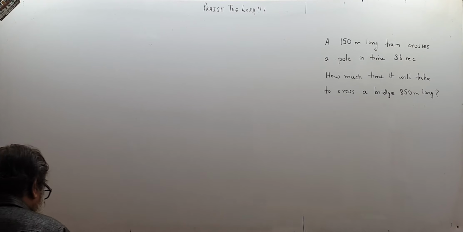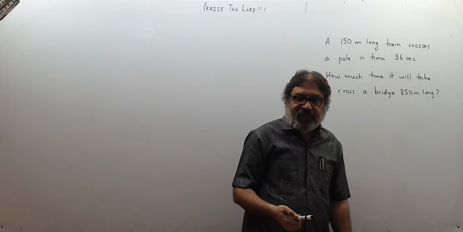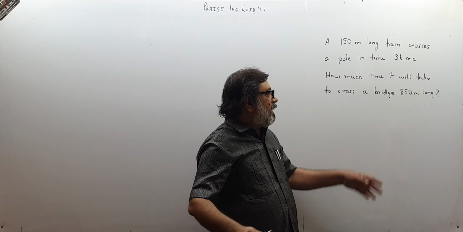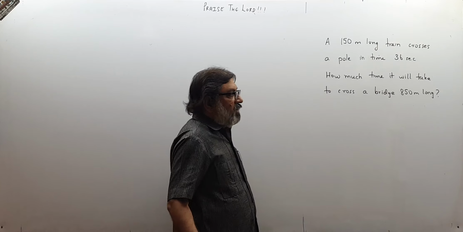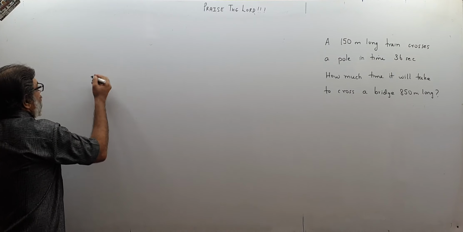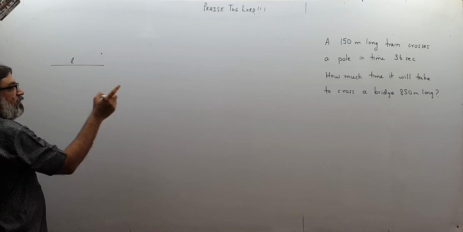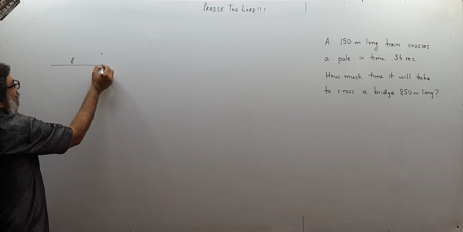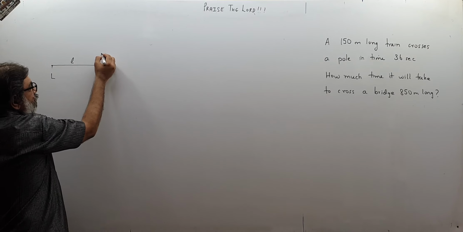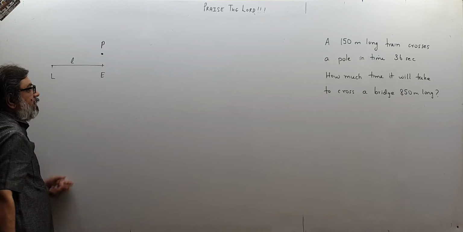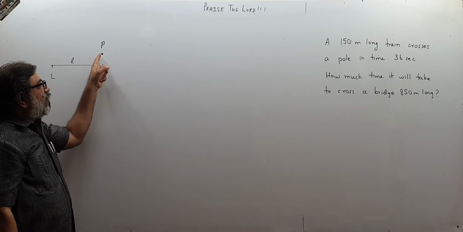See, children, a 150 meter long train crosses the pole in 36 seconds. How much time will it take to cross a bridge which is 850 meter long? See, the meaning of the question is, supposing there is an electric pole and there is a train like this having length L, which is 150 meter. This is the engine of the train and this is the last point of the train. There is a pole over here. The train has to cross this pole.